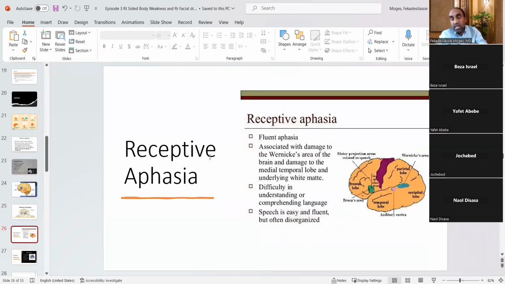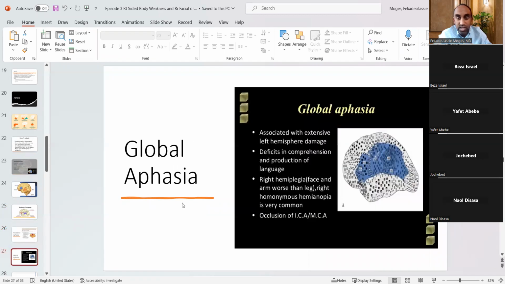So receptive aphasia, you can read about it. It's also called fluent aphasia. They talk too much and they are very fluent, but they don't make sense because the words don't even have an order. Oh, I ate a lion in the cage was seeing his dad. You see, it doesn't make sense. They talk too much. A lot of words are coming out, but it doesn't make sense at all. Do you have any question, guys?